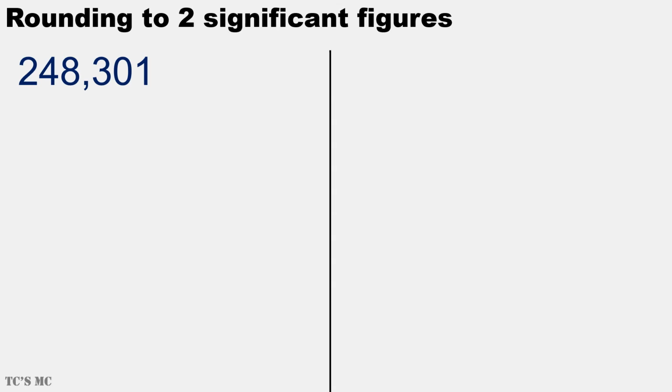Rounding to two significant figures. In 248,301, the first significant figure is 2, the second is 4. This 4 represents 40,000, which means we are rounding to the nearest 10,000s. This becomes 250,000. The zeros give the 2 and the 5 their value of 250,000.